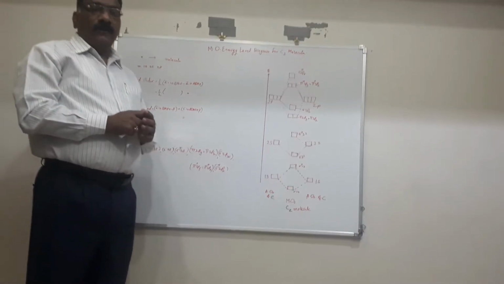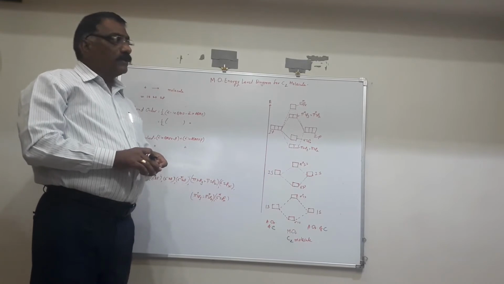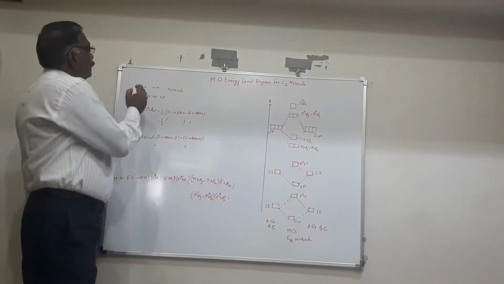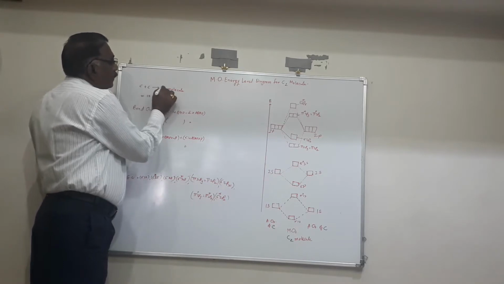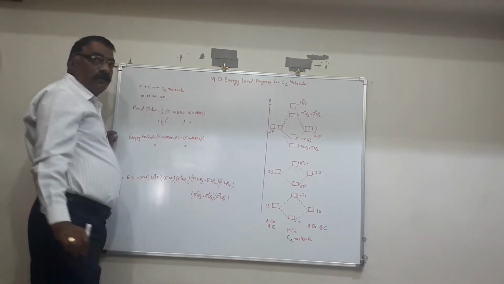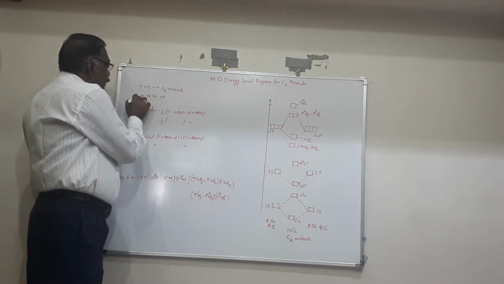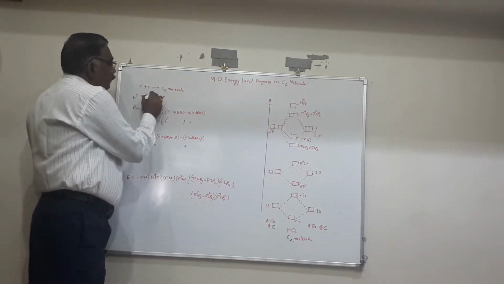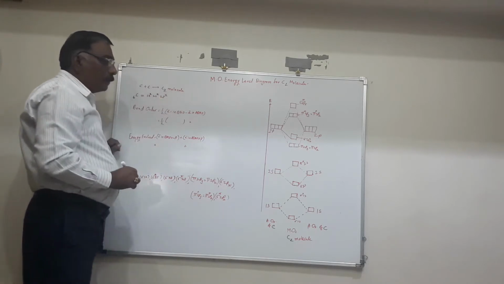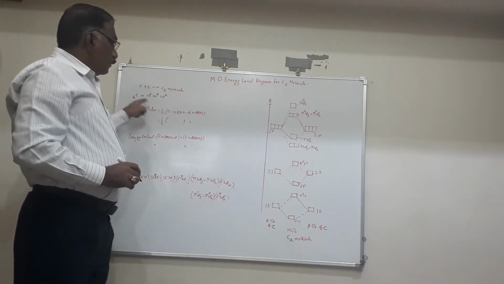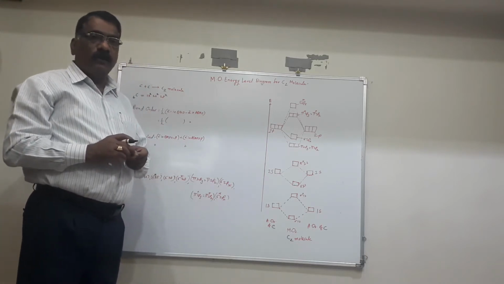Students, today we are going to see the MO energy level diagram for the C2 molecule. This C2 molecule is formed from the first carbon plus the second carbon. The electron configuration of carbon, atomic number 6, is 1s2, 2s2 and 2p2. See, there is a combination of two carbon atoms to form the C2 molecule.